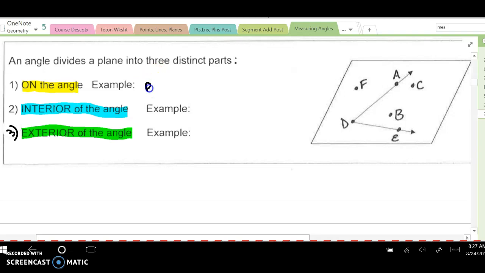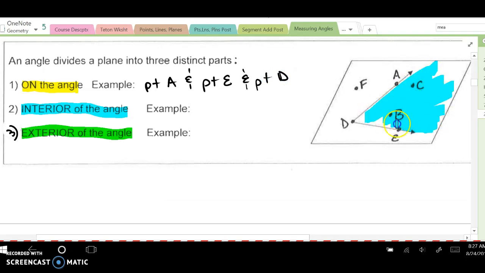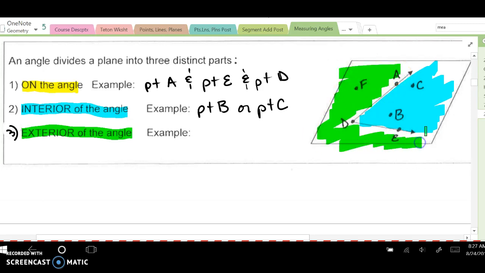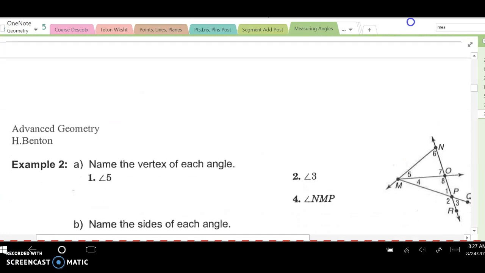Okay, hopefully you said points A and E are points on the angle, also B. For the interior of an angle, all this stuff in here, you could have said point B or point C. And the only exterior point we have, the only one that is outside the angle, would be point F. So how'd you do? Did you get those?